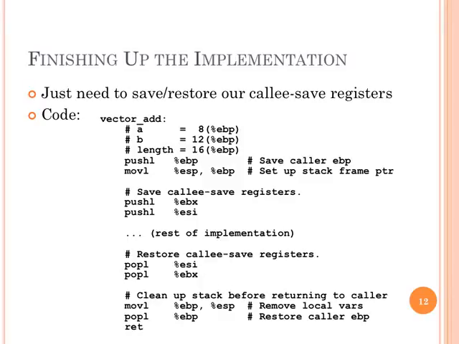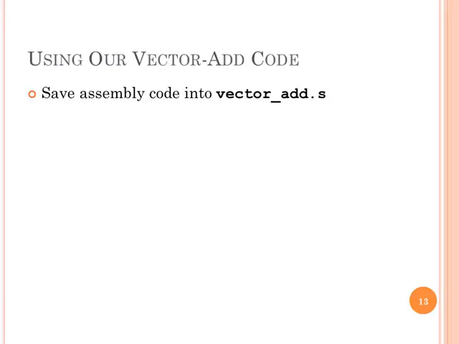So the callee-save registers, now that we have everything else, is easy to fill in. Okay? So that's the whole implementation. It's obviously spread over multiple slides, because who wants to look at a whole slide full of tiny assembly code? If you do, then you've come to the right class. But the whole thing is now implemented, and we can actually use this code now in a C program.